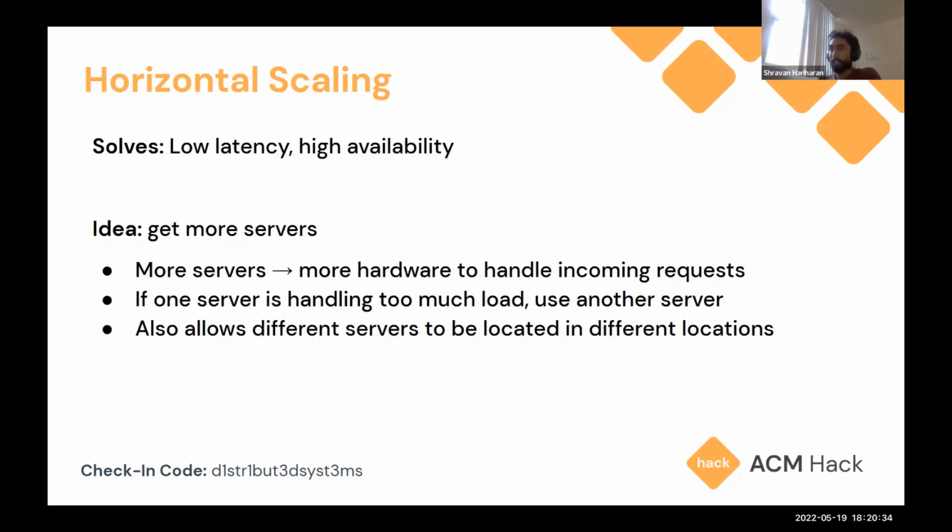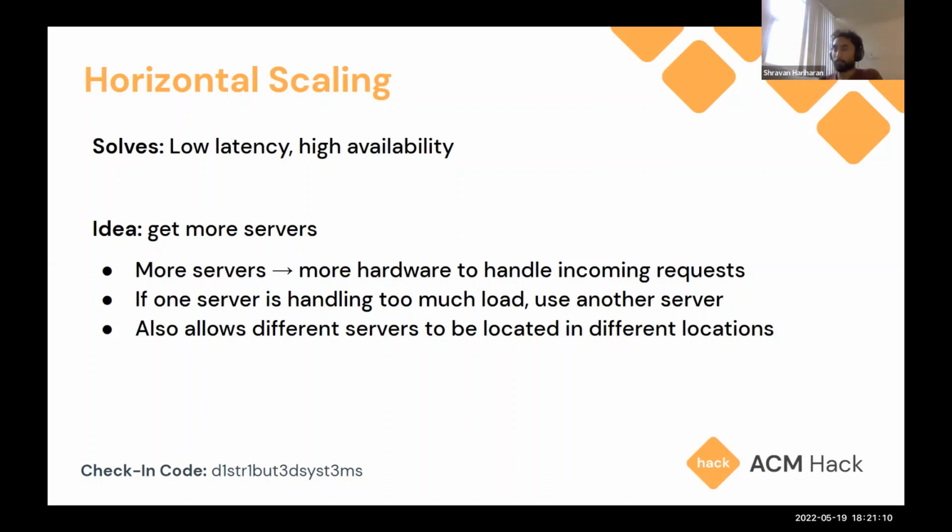So the first concept that will allow us to get more scalability is called horizontal scaling. Horizontal scaling is basically just the idea of getting more computers. If you have only one laptop running your application, why don't you just get more laptops? What that means is you have more servers and more hardware to handle incoming requests. So if I have one server that's handling too much load, I can delegate the request to another server.